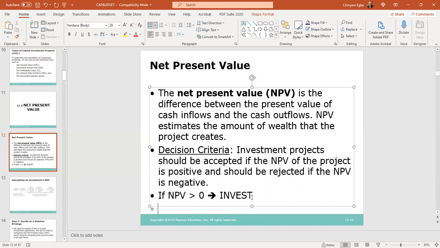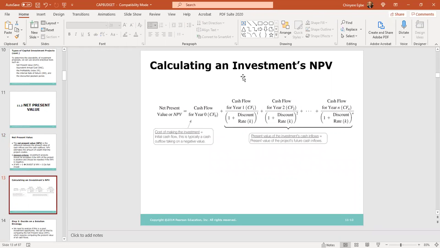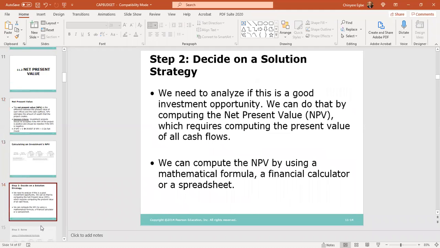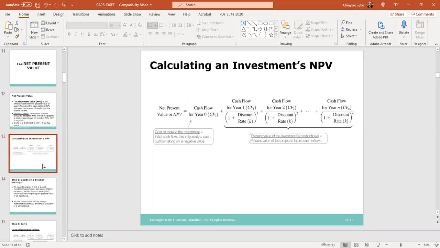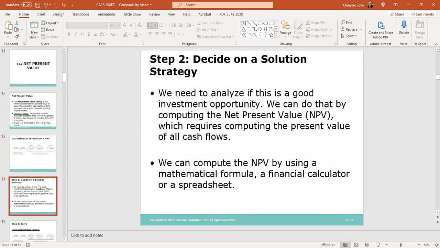Otherwise, if NPV is less than 0, do not invest. All right, so this is the criteria, net present value. And so what is net present value? How do we calculate net present value? Net present value is the sum of the discounted cash flows. So let me look at a simple example.